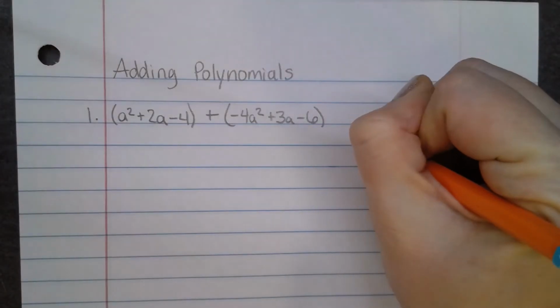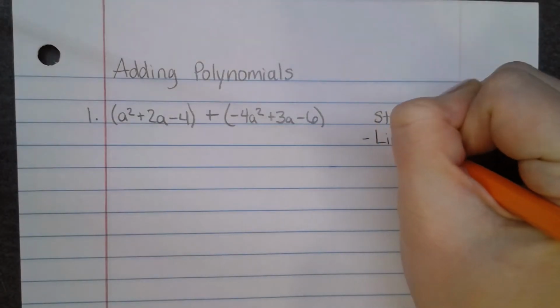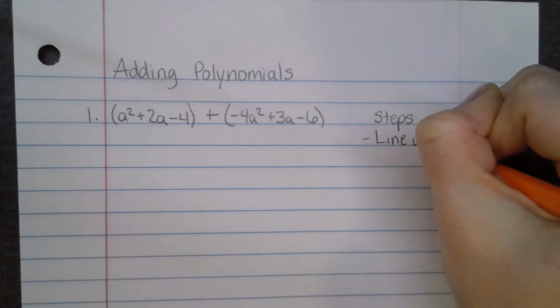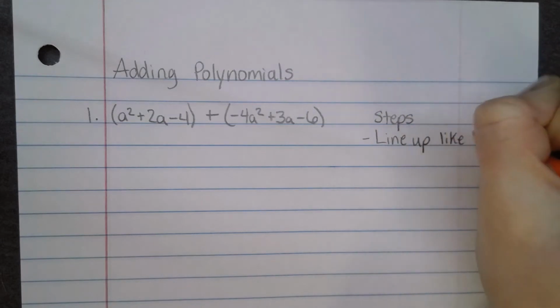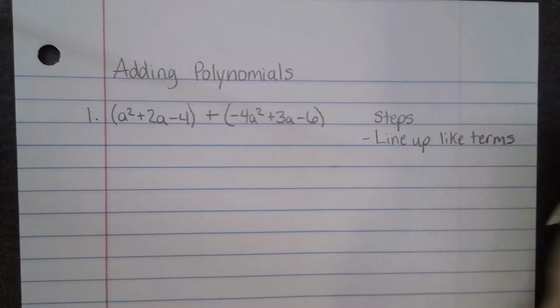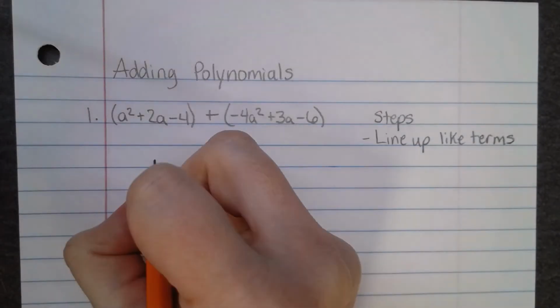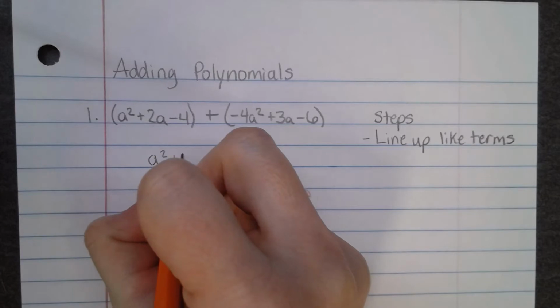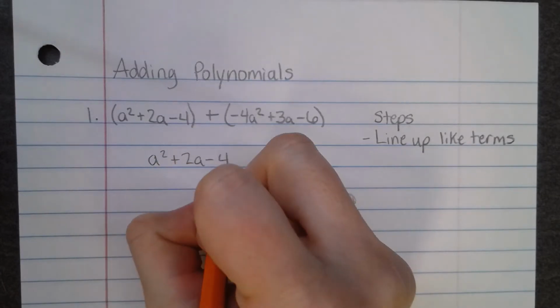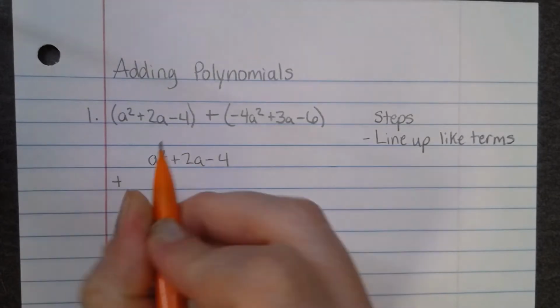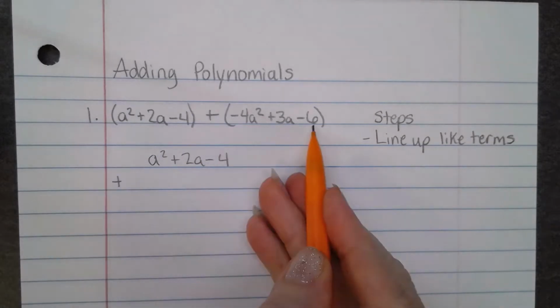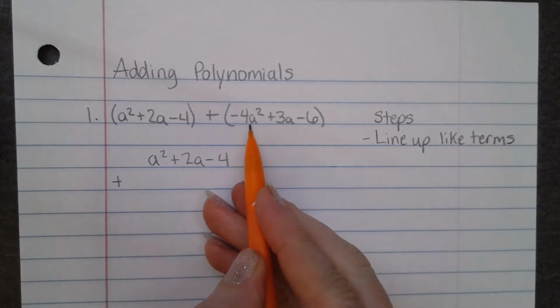So we're going to line up like terms. And recall, when we are lining up like terms, we're going to be looking for the same variable with the same exponent. So let's take the first polynomial, a squared plus 2a minus 4. We're going to add that with the next polynomial. So we're going to line up the like terms.